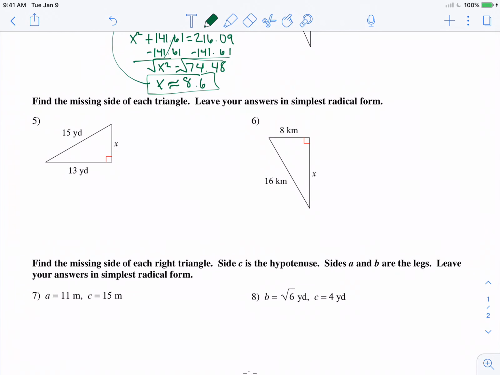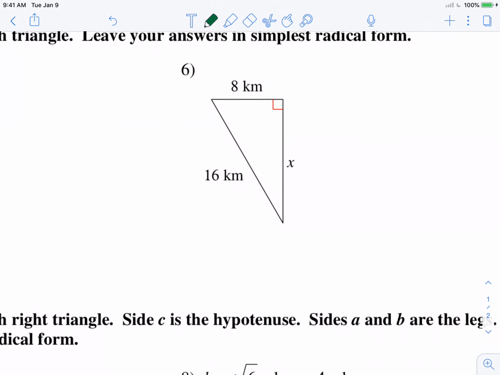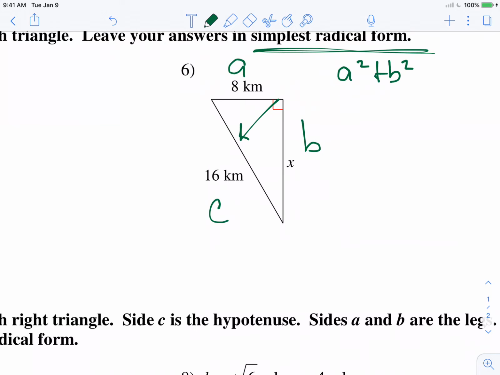Then, down here, if I wanted to leave it in simplest radical form, okay, so I'm not going to be using decimals this time, I'll be using whole numbers instead. I'm still going to do the same thing. I'm going to label my sides, A, B, and C, and then plug them into the formula. So I have 8 squared plus x squared equals 16 squared.